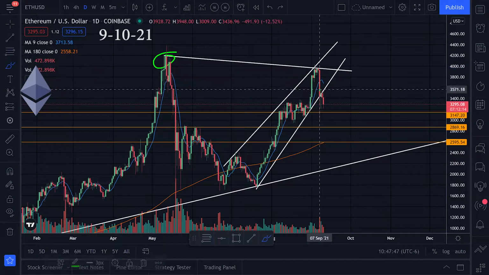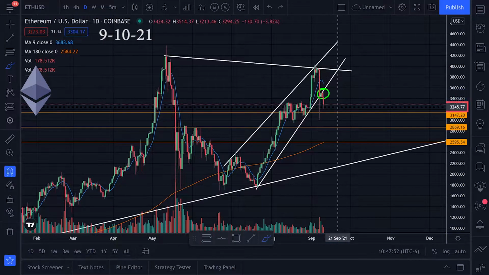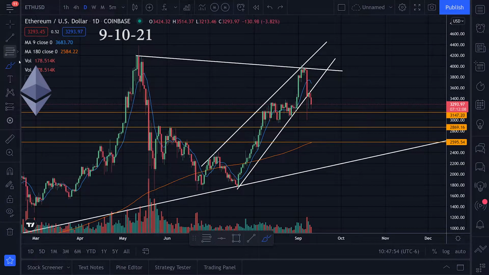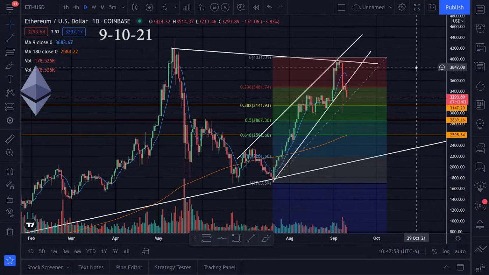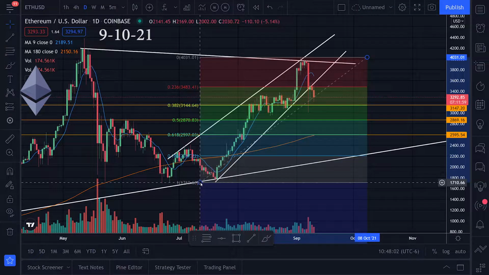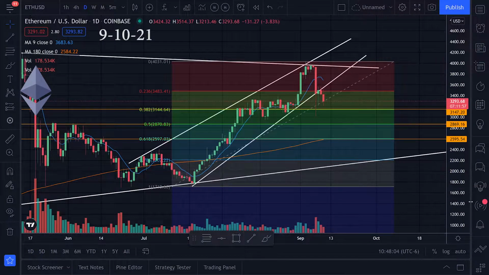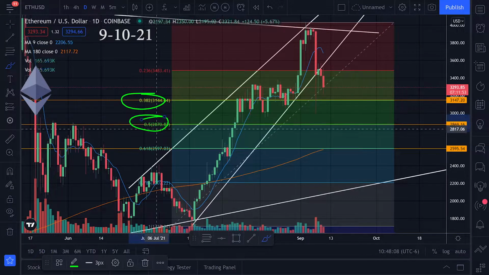If we keep coming up, we're going to have to test that trend line right there, but we actually kept going down. So what I'm looking at right now, like I said on my last video, is we're doing a Fibonacci retracement from the bottom to the top, something like that. Get the Fibonacci retracement tool and drag it from the bottom to the top, and that gives us some levels to watch.